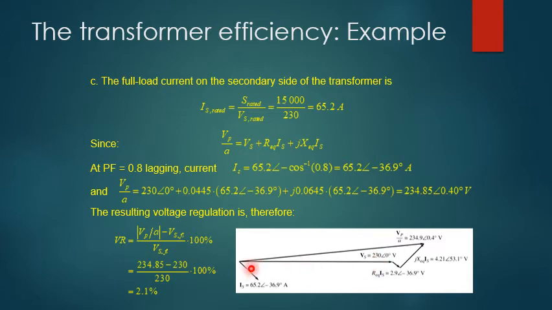So we can plot it here as Vs is 230 with 0 degree angle, and then Is is 65.2 amperes with a minus 36.9 degree angle, shown by this lagging vector. Then we multiply R equivalent with Is, and it constitutes this vector. Then we have a 90-degree opposite vector constituting the inductance, and eventually we connect these two points together to form Vp over a, which is 234.9 volts at 0.4 degrees. Of course, this is not drawn to scale. You can argue that this 0.4 degree angle is shown as a very large angle in this picture, because the values of R equivalent and X equivalent are actually very small. It just gives us a rough idea of how things are being calculated.